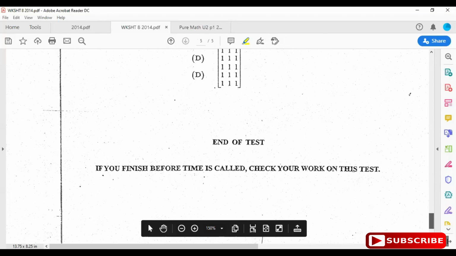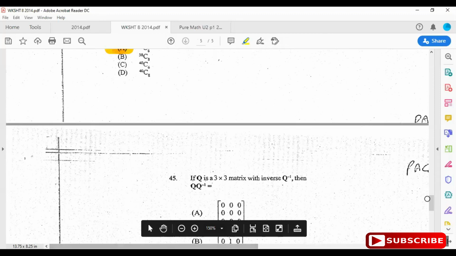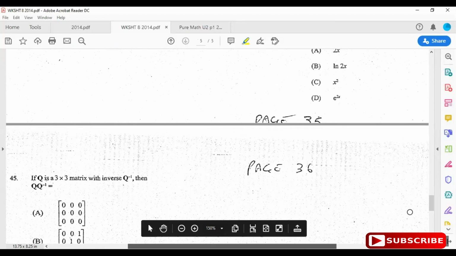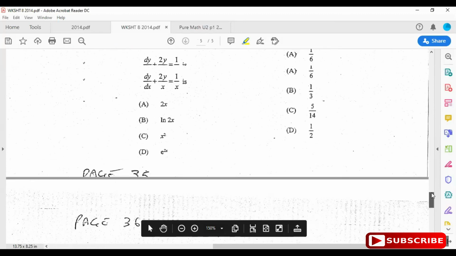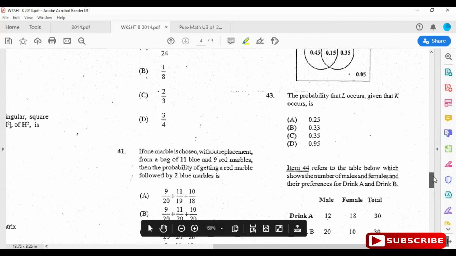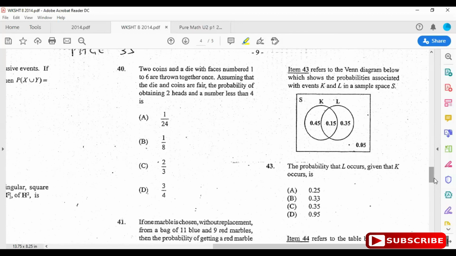We're almost there. Finish strong. Always finish strong. Coming close to the exam, you start to feel a little bit tired, but we finish strong. We finish strong around here.